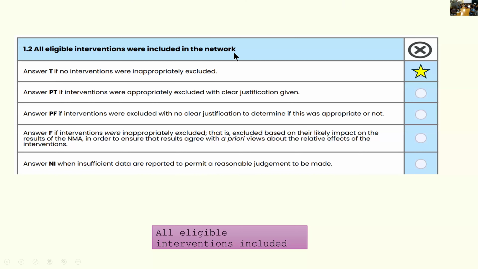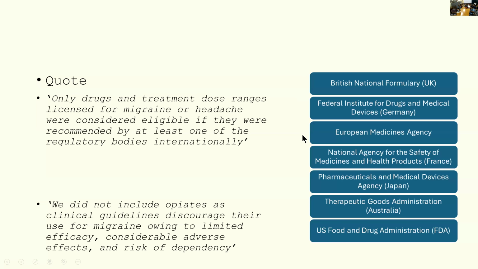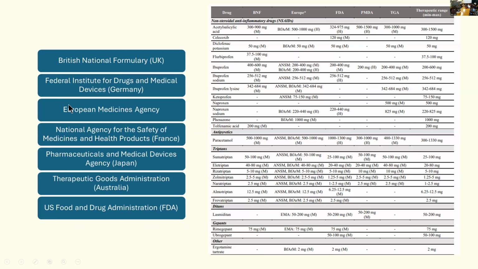The next question was: were all eligible interventions included in the study? For this, I answered yes. All eligible interventions were included. Basically, they looked at the regulatory bodies, and whatever they have licensed for migraine was included in this study. They did not include opiates because current clinical guidance discourages their use for migraine because of adverse effects. Each of these regulatory bodies has its own licensed drugs and its own licensed doses. So if the studies had any of these licensed doses, they were included in the network meta-analysis.